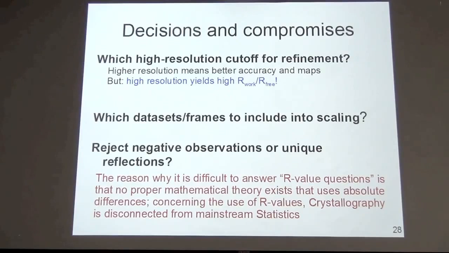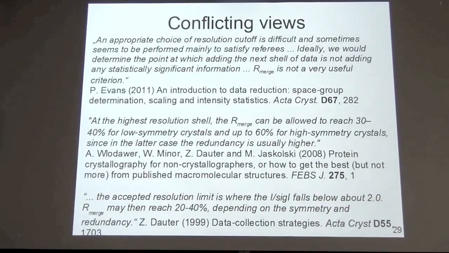But we'll have to live with this maybe for now, but crystallography is really disconnected from mainstream statistics. So it would be good to replace R factors or rather R values by something more meaningful. So, and this is also part of the reason why it's so confusing. You cannot do something sensible with it.